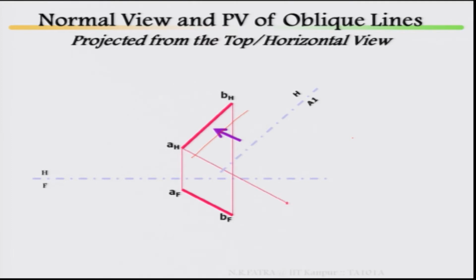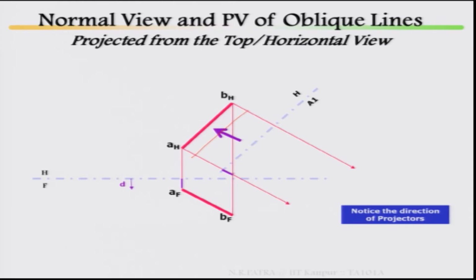Then draw lines perpendicular to the auxiliary plane, and notice the direction of the projections. Then measure the distance in the opposite view, the front view, and reproduce this same distance here. This is the distance D, and this is the distance D. Notice the distance measurement along the projectors.